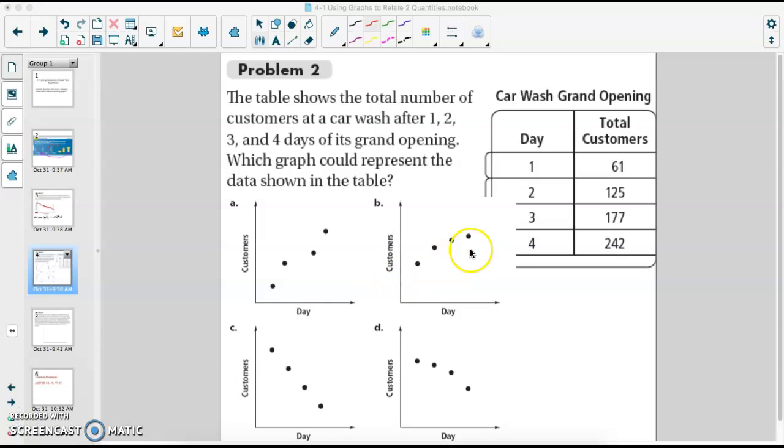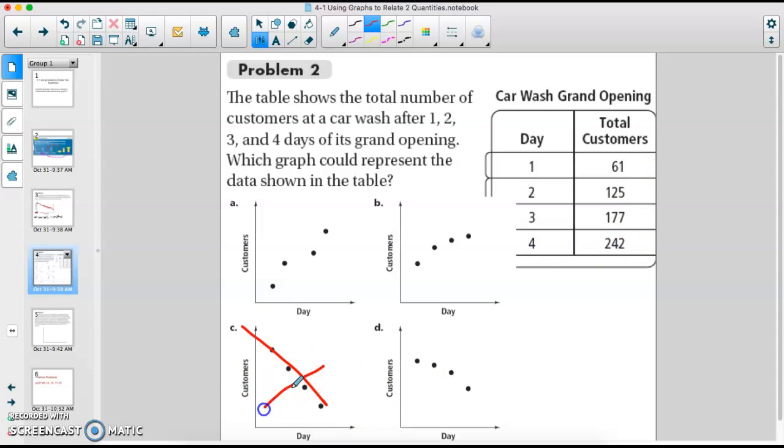Okay, so as we look at these graphs, we can kind of eliminate 2 graphs right off the bat. These numbers right here go up, right? Each day there's more people, and so our graph would not go down. And so we can eliminate this one, we can eliminate this one. Now it's between these two.